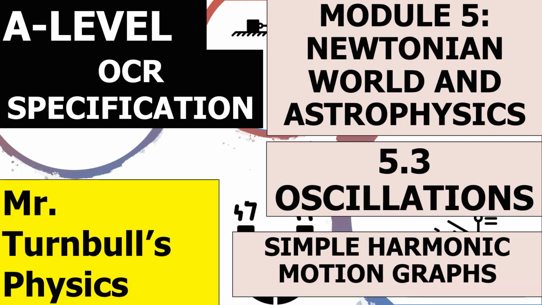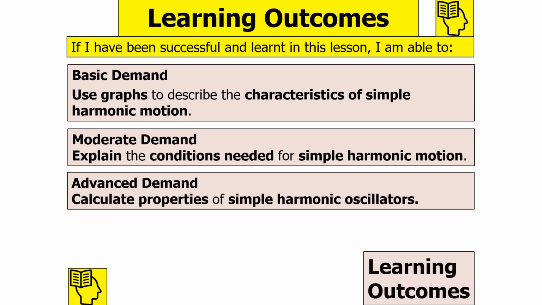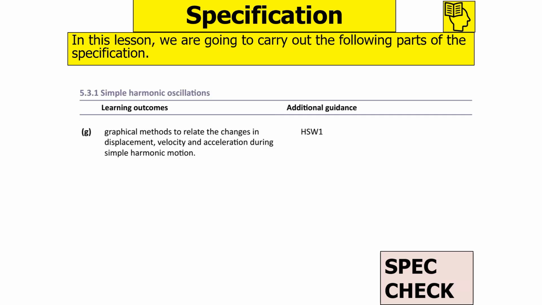Hello and welcome to this video on simple harmonic motion graphs, which is part of the topic Oscillations for Module 5, the Newtonian World and Astrophysics for OCR A-Level Physics. If we've been successful in today's lesson, we should be able to use graphs to describe the characteristics of a simple harmonic oscillator, explain the conditions needed for simple harmonic motion, and calculate properties of simple harmonic oscillators. We're going to be looking at the following part of the OCR A-Level Physics specification, 5.3.1 Simple Harmonic Oscillations.